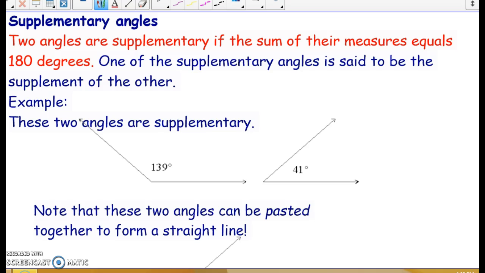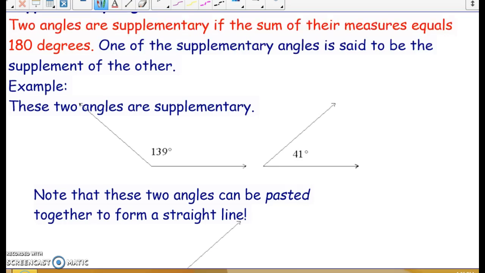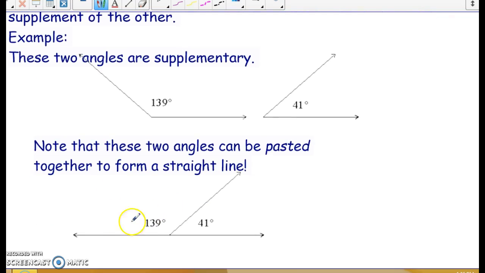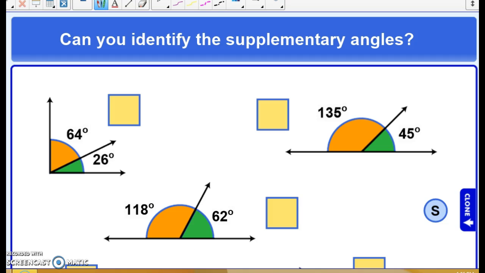Alright, next is supplementary angles. Remember from the first couple seconds, supplementary angles have to add up to 180 degrees. So here I have 139 and a 41, so that would be 180 degrees. If I add them up, they would make a straight line. So these are supplementary angles.